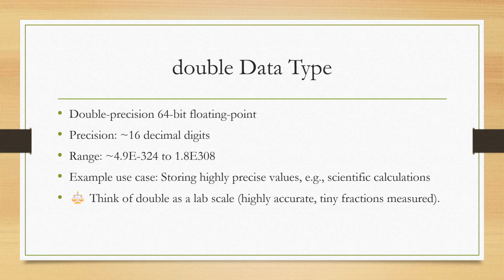4.9e-324 means 4.9 times 10 raised to minus 324, which is unimaginably close to 0, and 1.8e308 means 1.8 times 10 raised to 308, which is a number with 300 zeros, extremely large. So double can represent much smaller and much bigger numbers compared to float, and with much more precision.